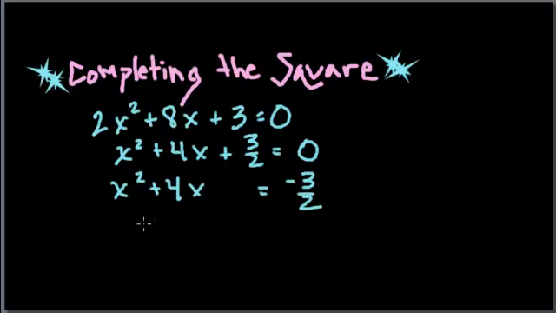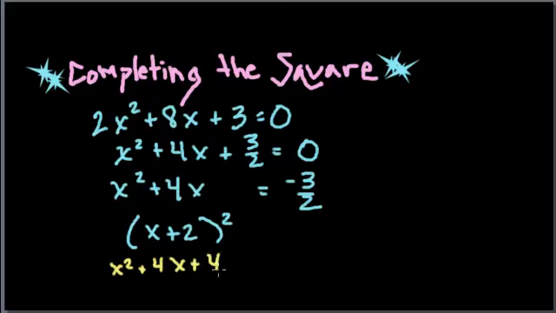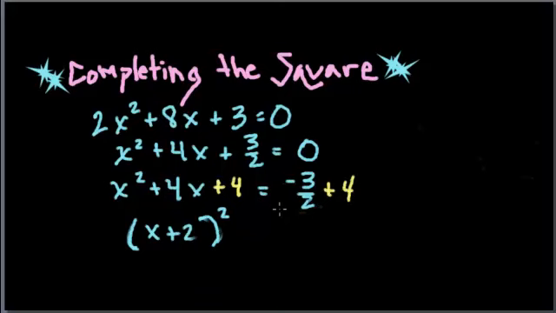Then I'll need to decide what quantity squared will get me this set of x's. So you'll halve the 4, and that will be x plus 2. Once again, I'll need to see what number should have been there, so I'll multiply this out: x squared plus 4x plus 4. I see that I would need a plus 4, so I'm going to add 4 to both sides.